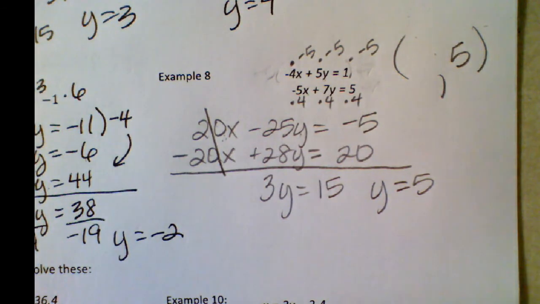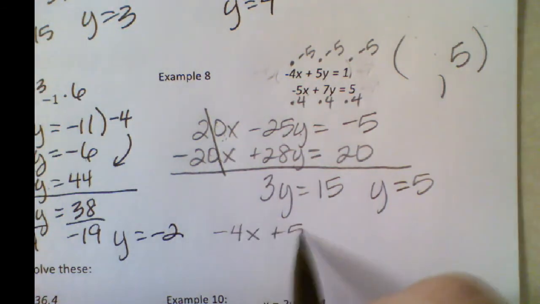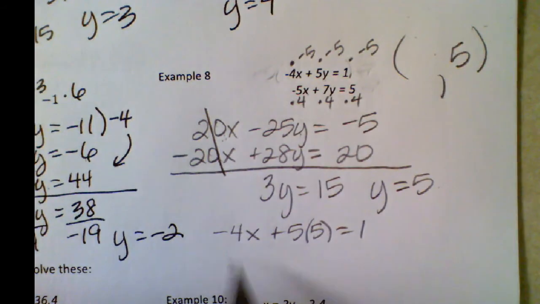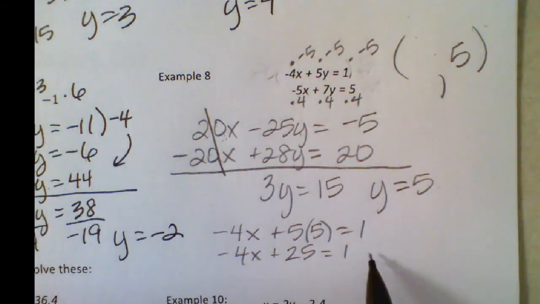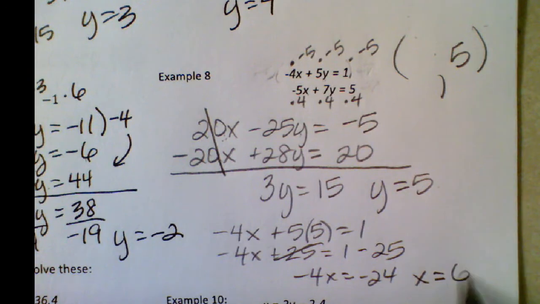Top one. Okay, so we have negative 4x plus 5. What's your y value? 5 equals 1. So negative 4x, what's 5 times 5? 25 equals 1. How would I move that 25 to the other side? Subtract it. So let's get that out of there. Negative 4x equals negative 24. So what does x equal? 6. Good. Are we going to check our work?